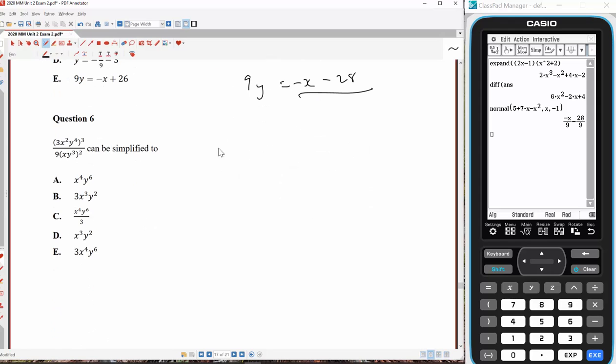All right, straight up simplify here. So that 3 to the 3 is 27, x to the 6, y to the 12 over 9, x to the 2, y to the 6. So it should be 3, x to the 4, y to the 6.